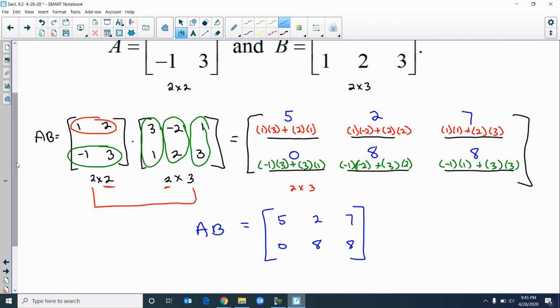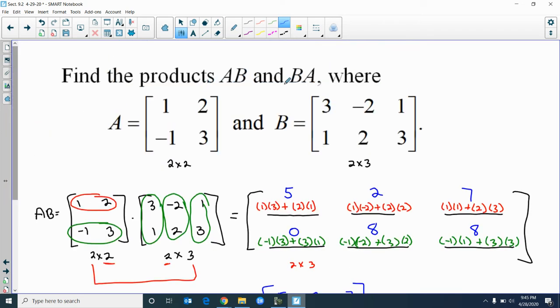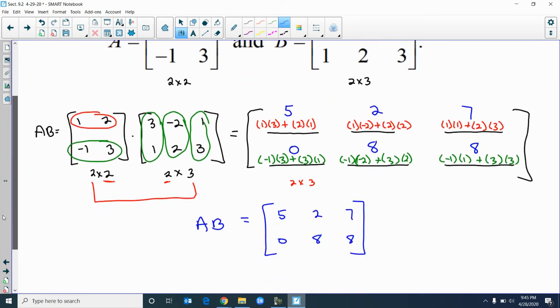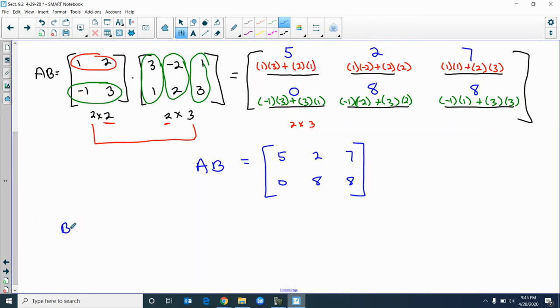Now it says find the products AB and BA. All right, well, if we take a look at BA, B is a 2 by 3 matrix. A is a 2 by 2 matrix. The two middle numbers do not match up. You cannot multiply those together. It is undefined. Okay, it is undefined. And now here's why.